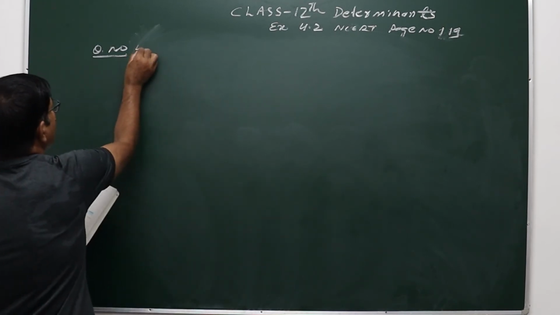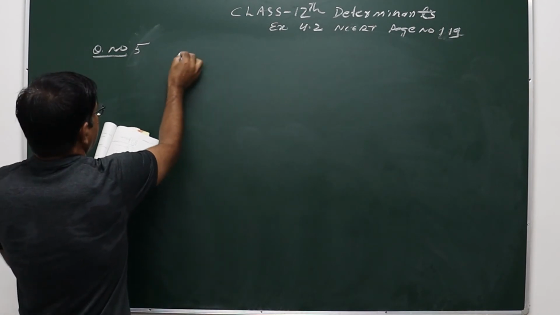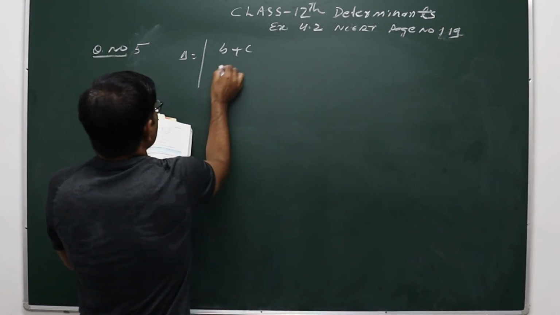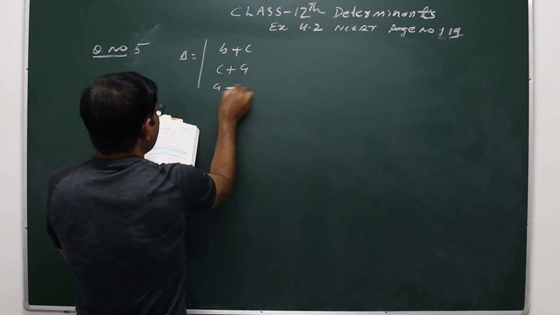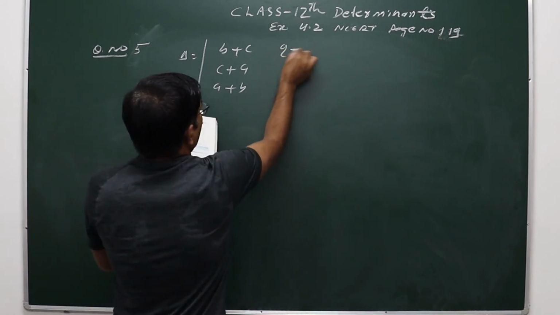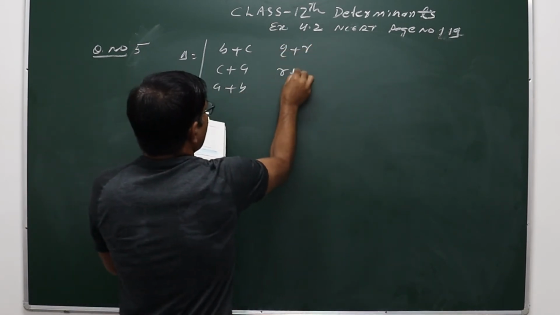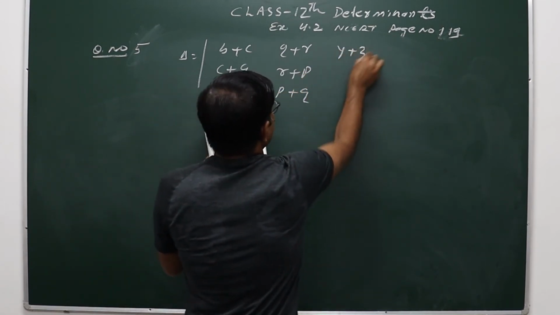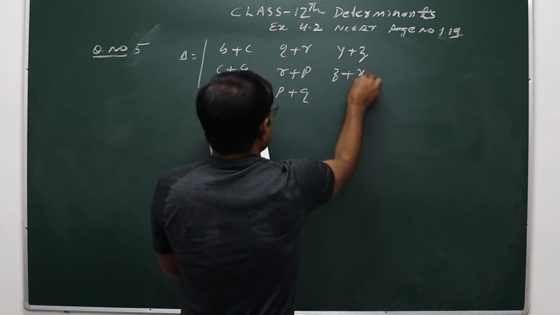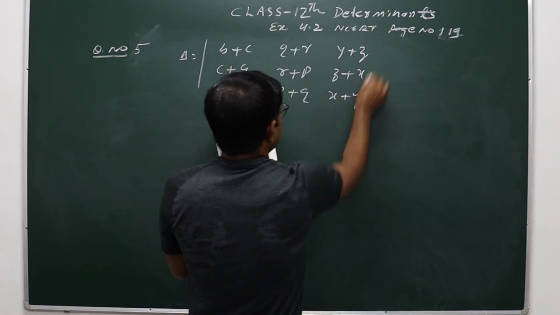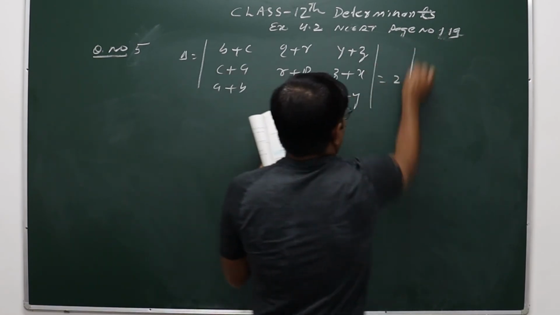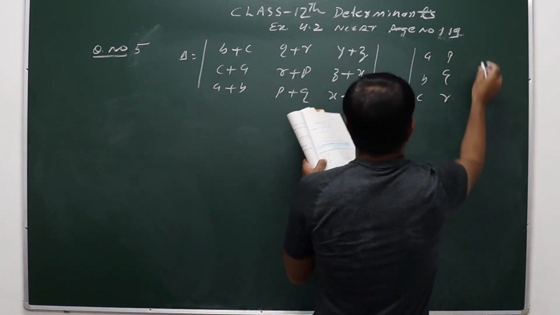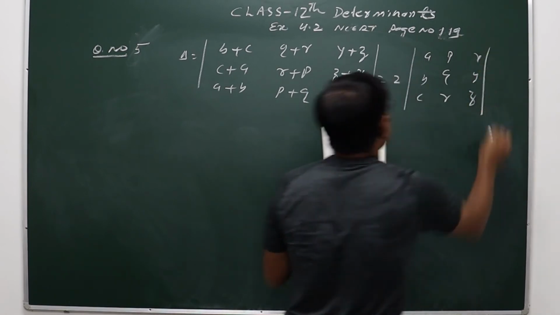Question number 5. Prove that the determinant B plus C, C plus A, A plus B, Q plus R, R plus P, P plus Q, Y plus Z, Z plus X, X plus Y is equal to twice the determinant ABC, PQR and XYZ. This is question number 5.